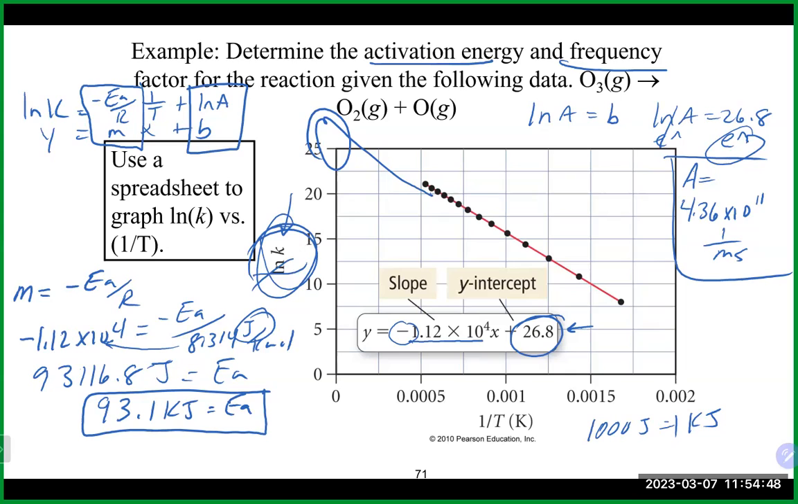Just like other questions? R is a constant, it's a gas constant. Yeah. Yeah. It is.